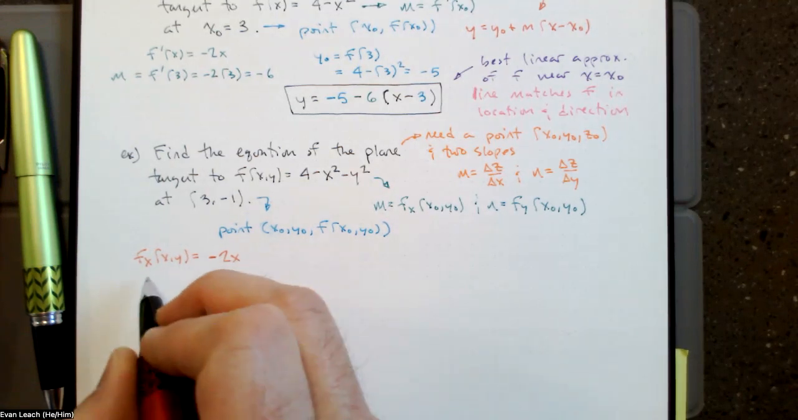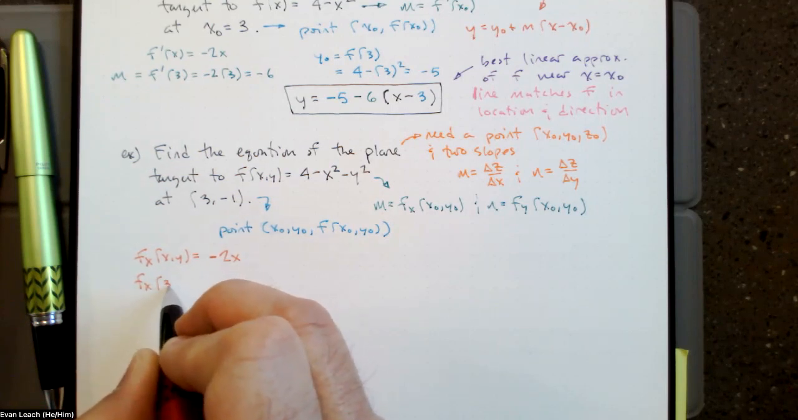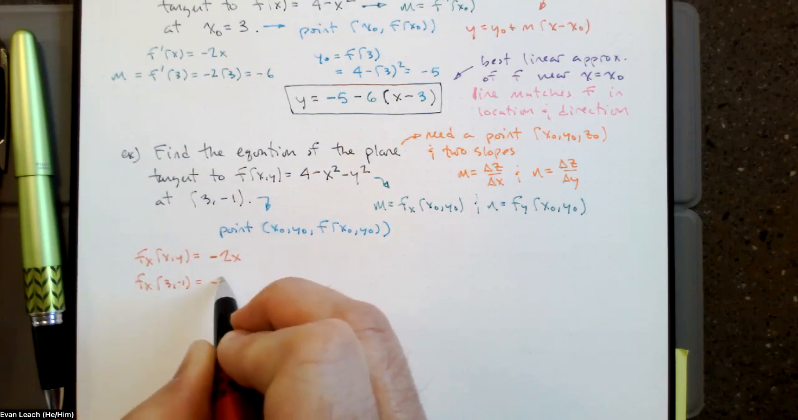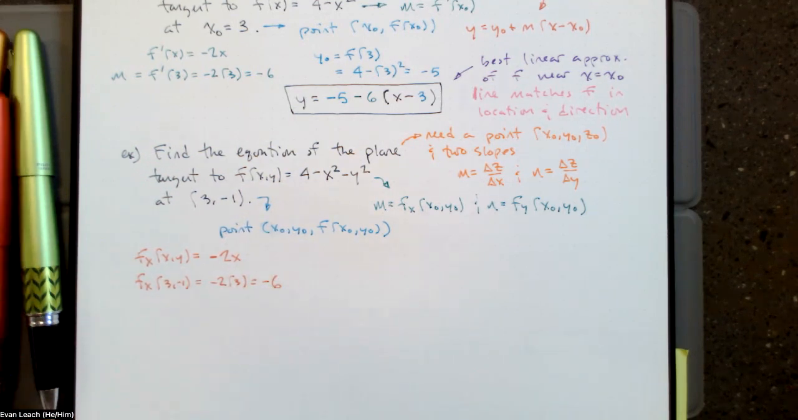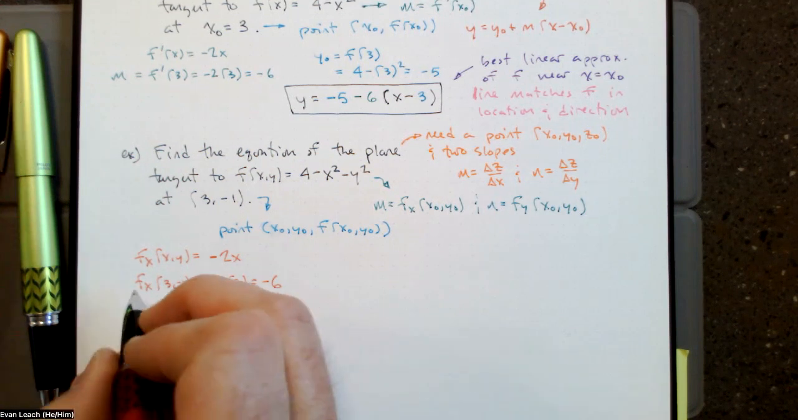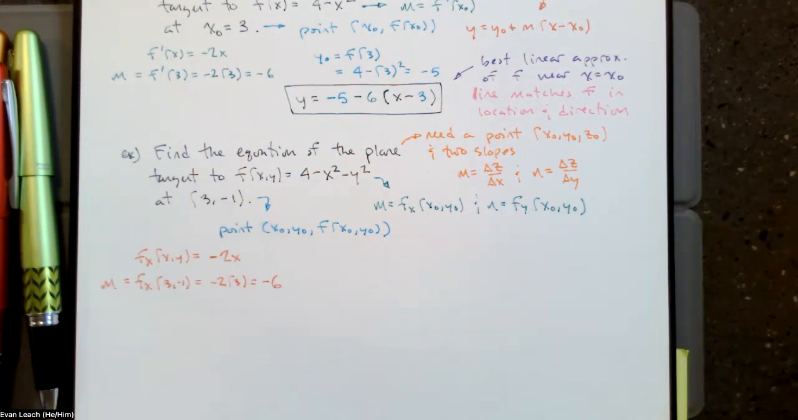So our slope is fx at the point 3, -1. So our slope in the x direction is -6. Not surprisingly, that's what this function looks like, 4 minus x squared for different values of y. That's going to be our slope in the x direction.